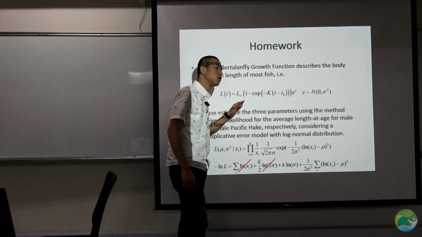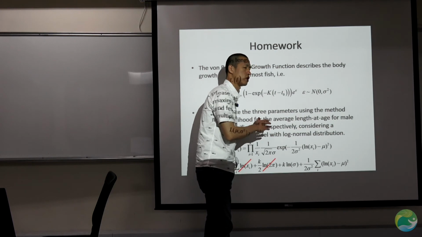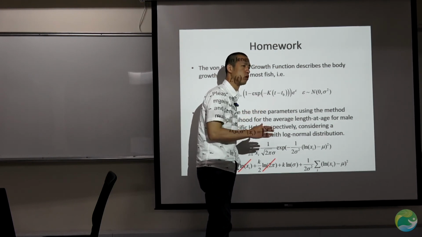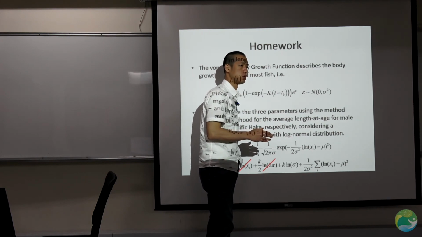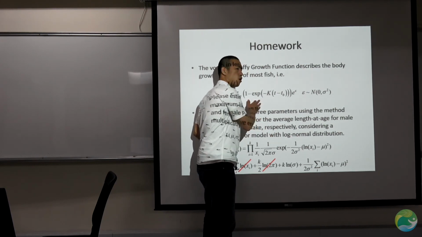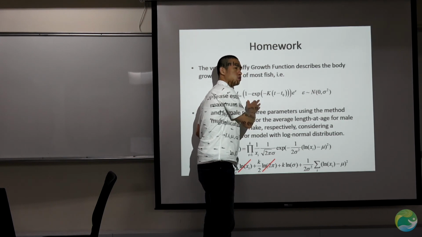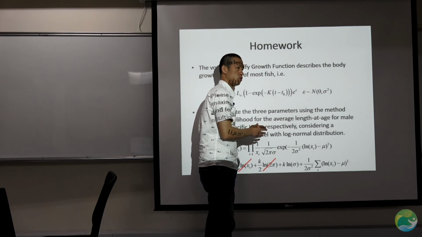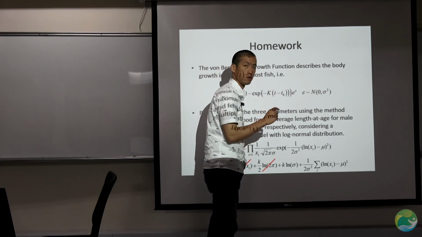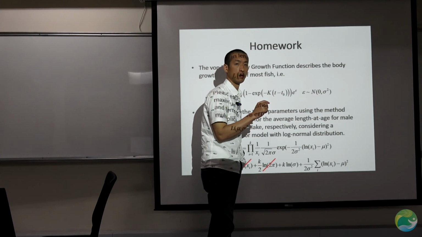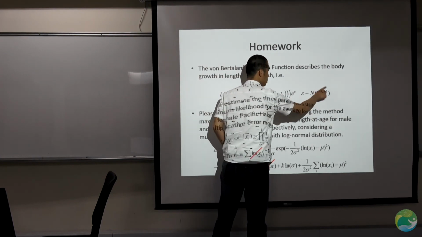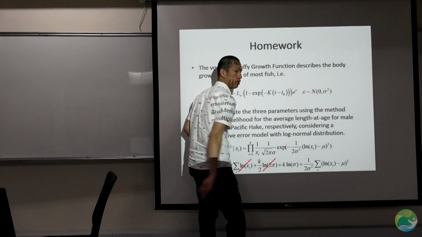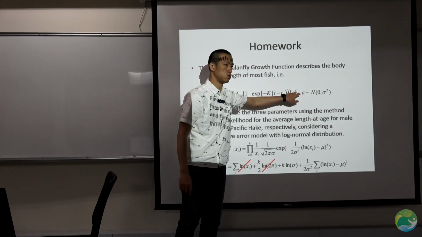But here it's a little bit different. In the class, I only show you the normal distribution. I only show you the binomial distribution, right? But in this homework, I don't want to use the normal distribution. I want to use the log normal distribution, okay? Slightly different version of normal. It's a log normal distribution. So right now the error term becomes this, okay?